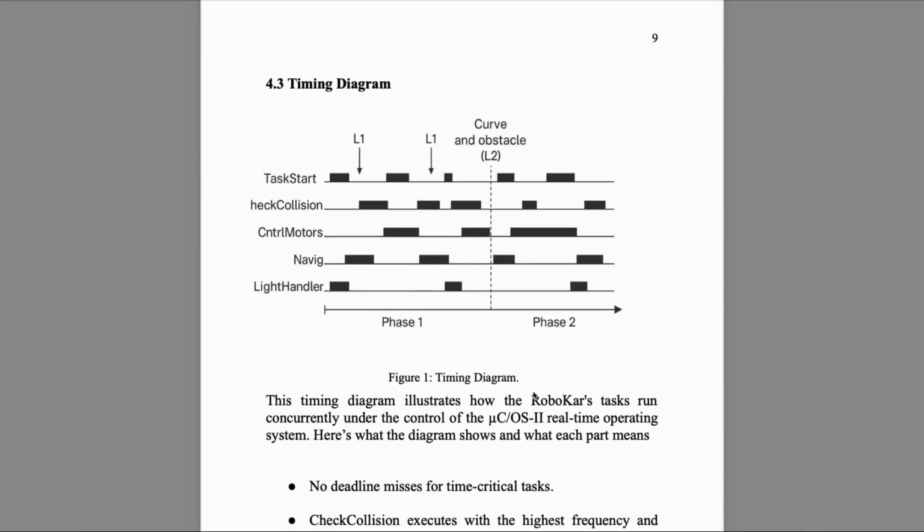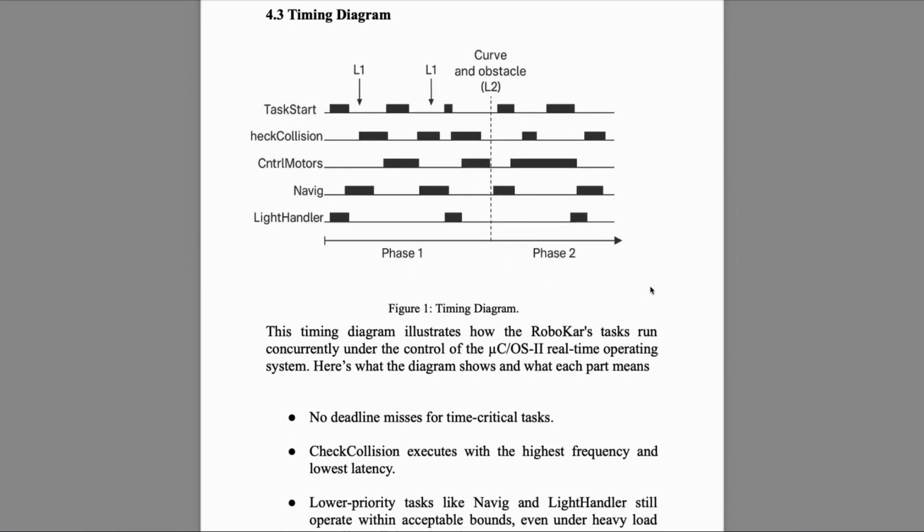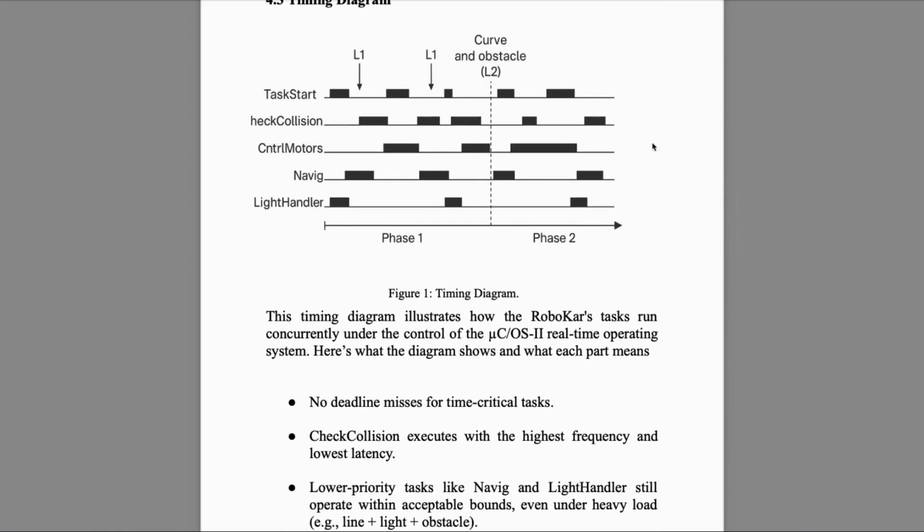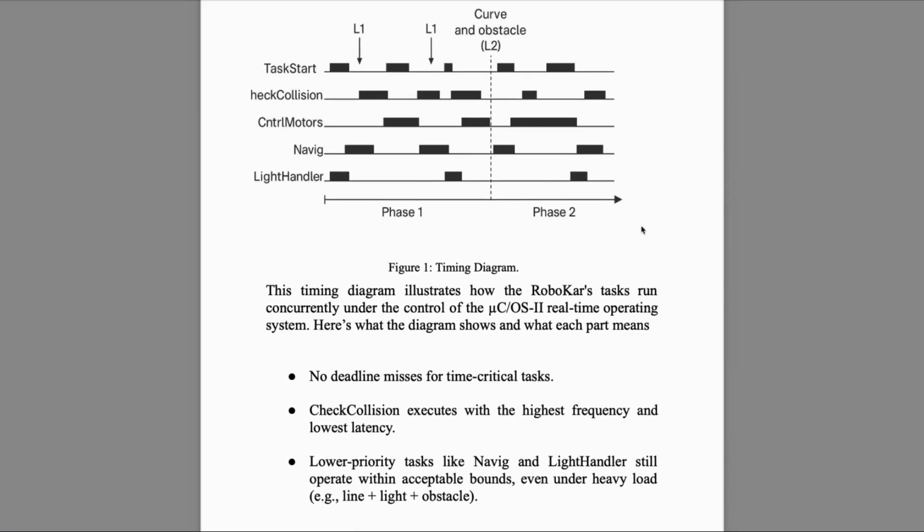The following shows the timing diagram, which illustrates how the RoboKar's tasks run concurrently under the control of the MicroC/OS-II real-time operating system. This diagram shows that there were no deadline misses for the time critical task. The check collision executes with the highest frequency and lowest latency, and the lower priority tasks such as the navigate or light handler still operate within the acceptable bounds even under heavy load, such as the line, light, and obstacle.